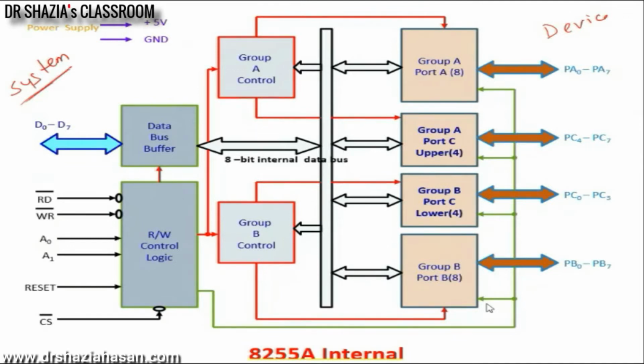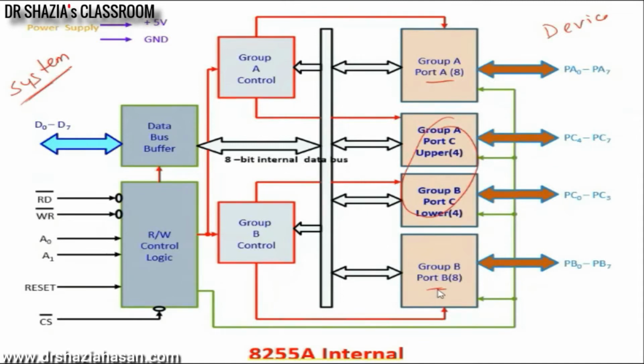So it contains three 8-bit ports, and one of them, port C, can be broken up into two 4-bit ports. This further division is possible only with port C.